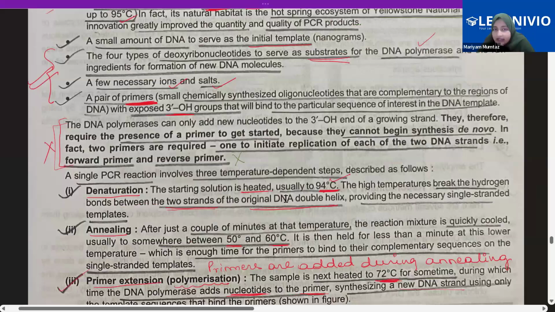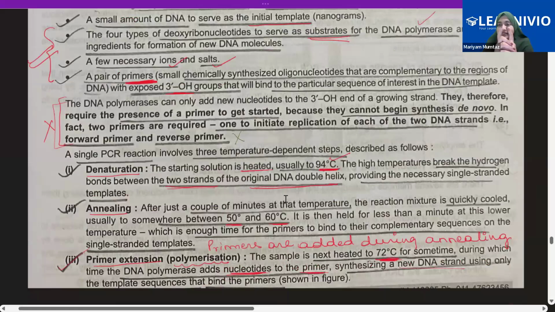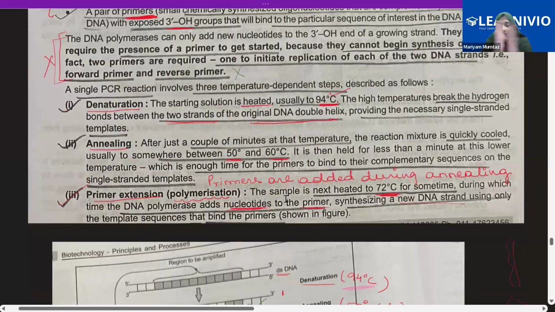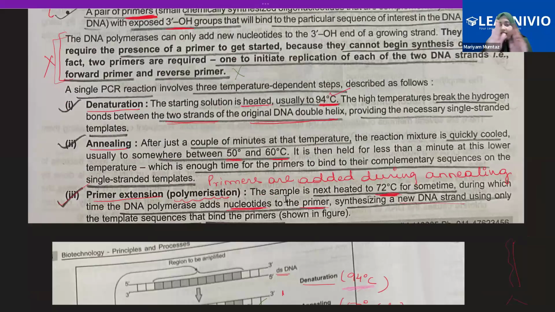Now, during the process of denaturation, the double-stranded DNA is made into two single-stranded DNA. You break the hydrogen bonds and it is separated. And this is done at 94 degrees Celsius. After that, there comes annealing. Annealing is that process wherein the reaction mixture is brought back to a lower temperature, and then primers are added. And in the last step, the extension part, the primers are extended so as to form the new complementary sequence of the DNA.